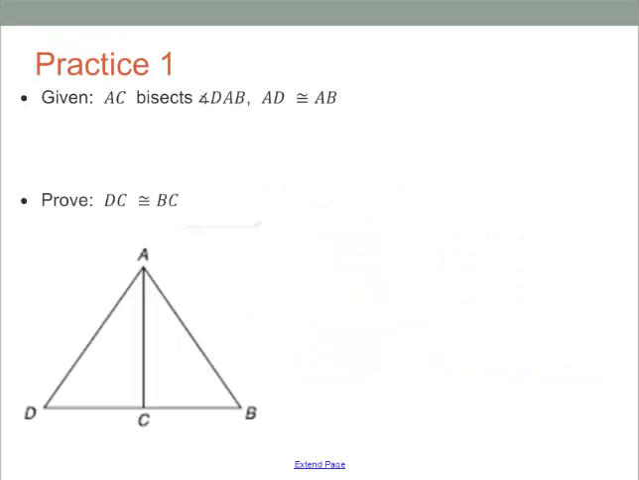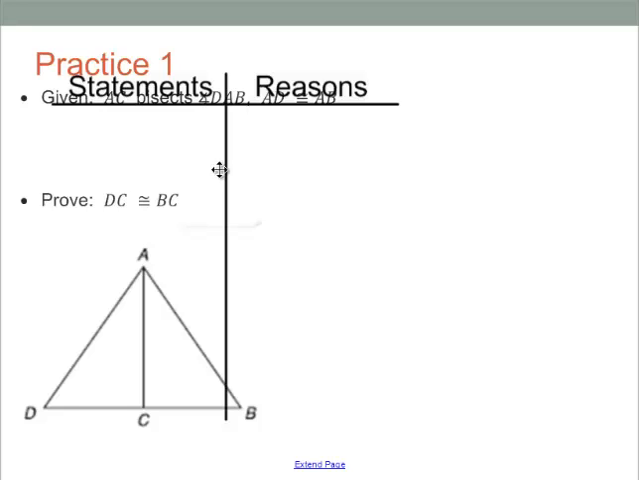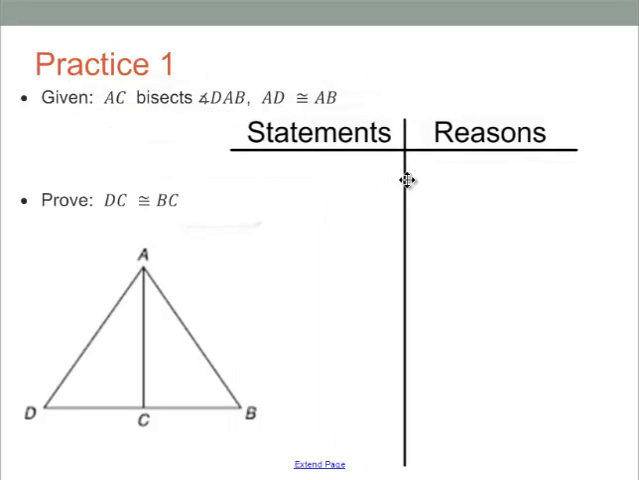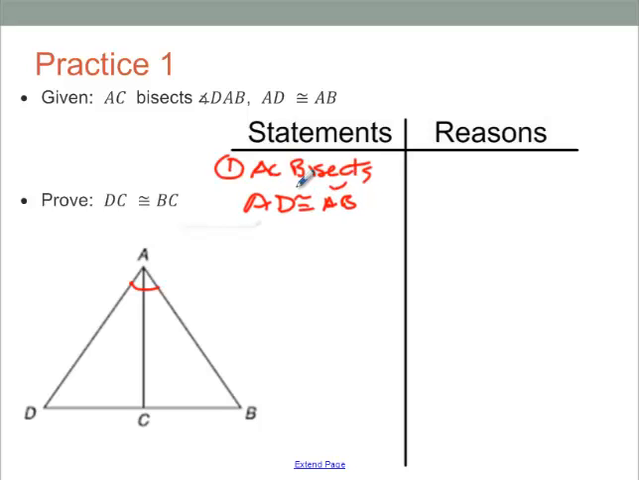Alright, so now I have one for you to practice. And I want you to draw it. I want you to pause for a minute, write it out, and then let's check the answer here. Let's see how you did. Alright, let's go ahead and go over this. So we know AC bisects angle DAB, so we're talking this one up here, and AD is congruent to AB.